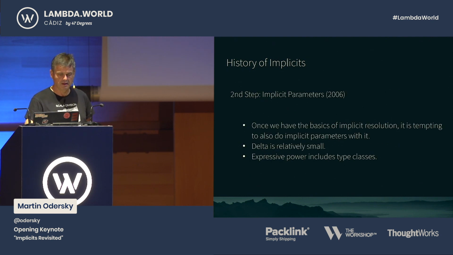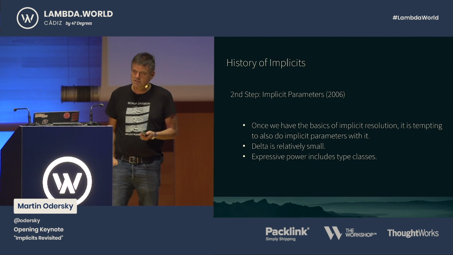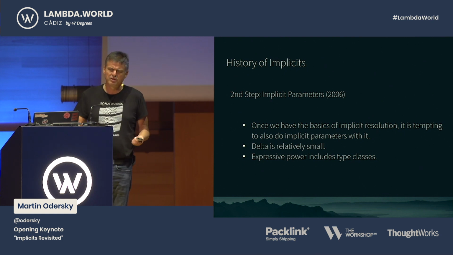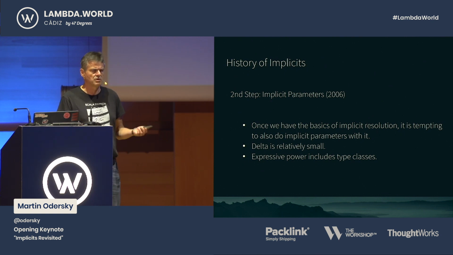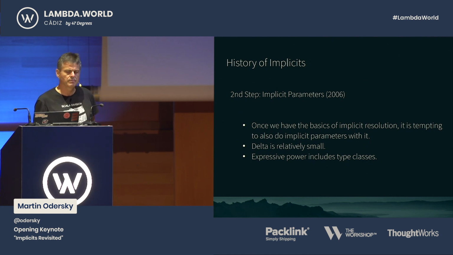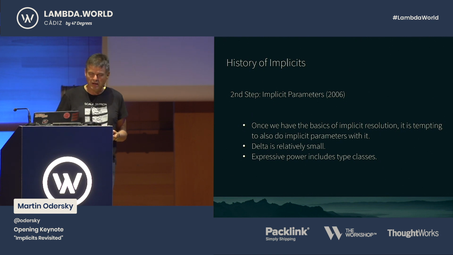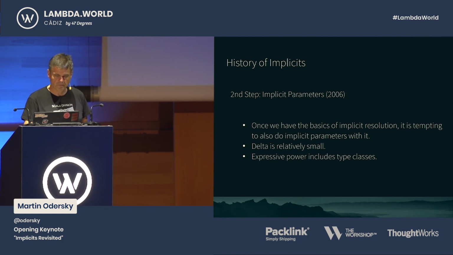Then, 2 years later, Scala was still a tiny language, came the second step, which was implicit parameters. The idea was, once you have the basis of implicit resolution, that you somehow can go out and find implicit things, it's tempting to also do implicit parameters with it. The delta is actually relatively small, and with that you get type classes for free.